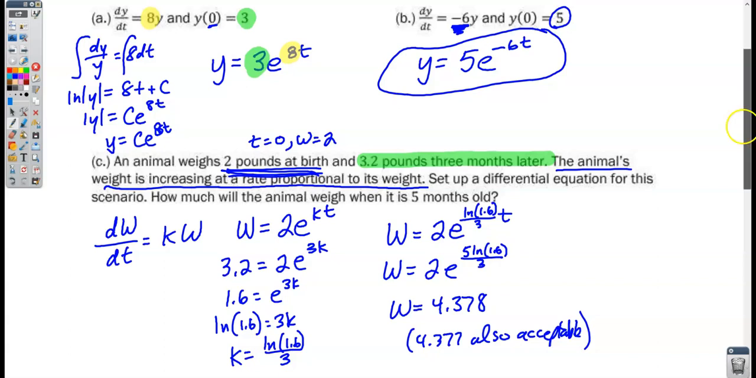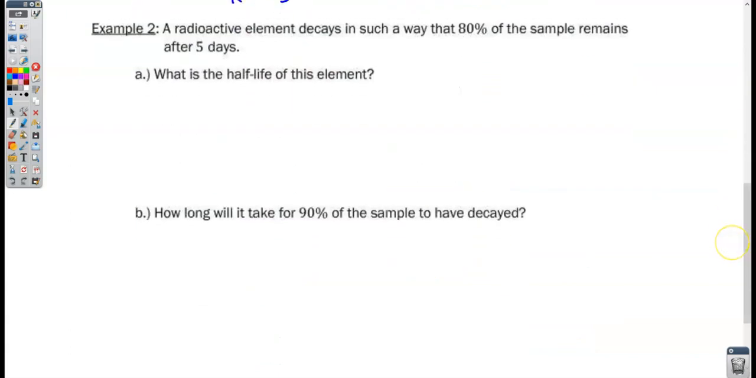Okay, continuing on. Example 2 here. A radioactive element decays in such a way that 80% of the sample remains after 5 days. And we've got 2 questions to answer here. Question number 1, what's the half-life of the element? And question number 2, how long will it take for 90% of the sample to decay?